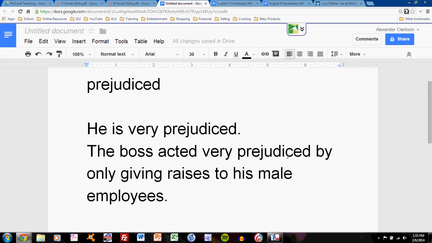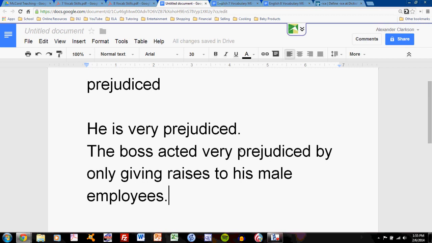This sentence helps quite a bit. If I had no clue what prejudiced means, now I understand. It means something about preference, something about taking a part of a group and privileging it over the other part, in this case male over female. This sentence is a better vocabulary sentence because it uses the word properly and demonstrates clear understanding of it.